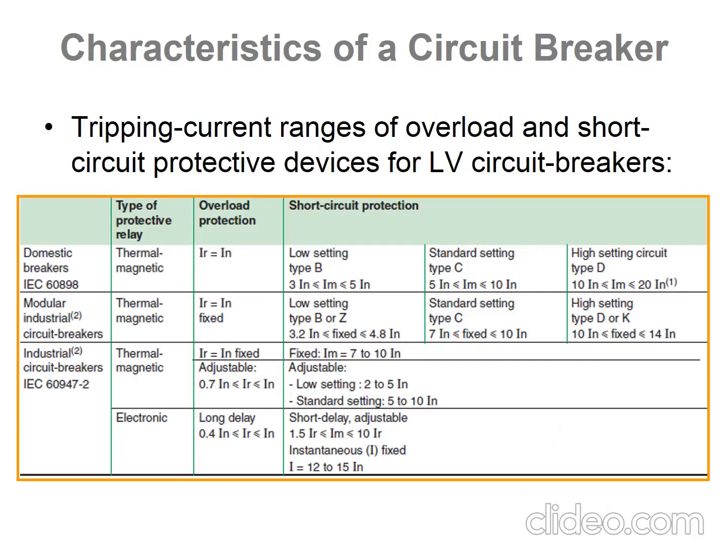Okay, this is the tripping current range of overload and short circuit protective devices for LVCB. We can see here there are some circuit breakers of different types, thermomagnetic and electronic types. This is the overload protection setting, and this one is for the short circuit protection setting.